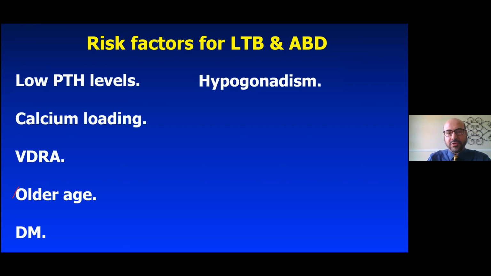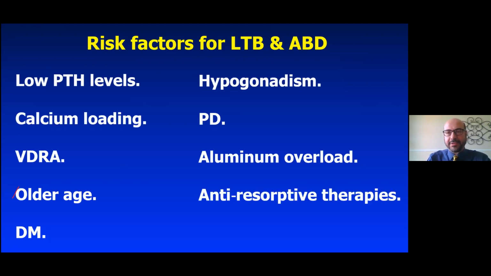You enter the gate of low turnover bone disease in a dialysis patient when you see a low PTH. Any PTH lower than 150, the KDIGO recommendation, should alarm you that this patient might have adynamic or low turnover bone disease. It doesn't mean that above 150 it will protect the bone from being lazy and adynamic. That can happen also, but the majority of patients with a PTH lower than 150 will have adynamic bone disease.